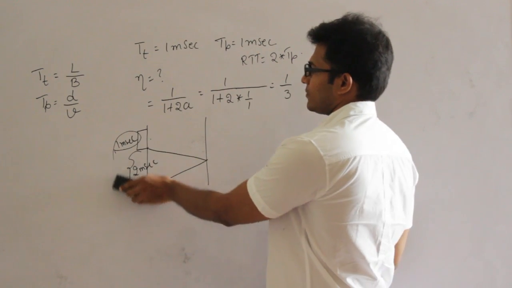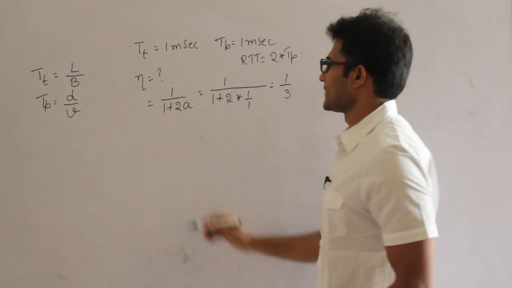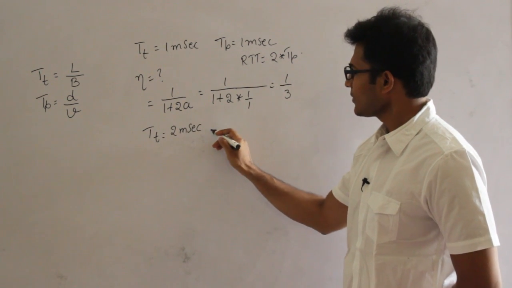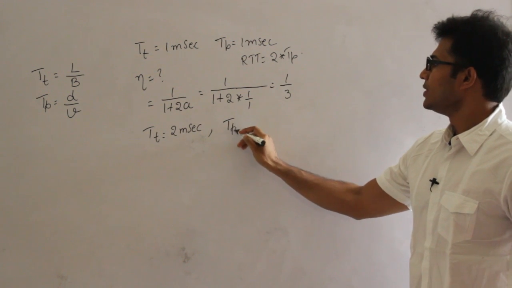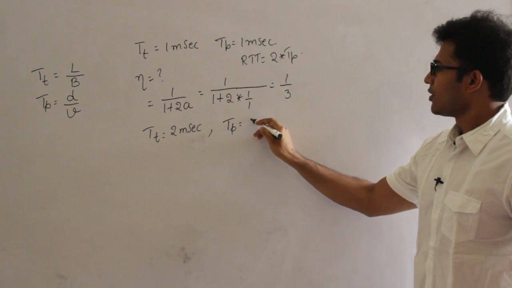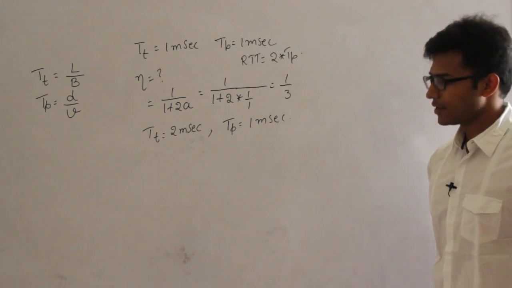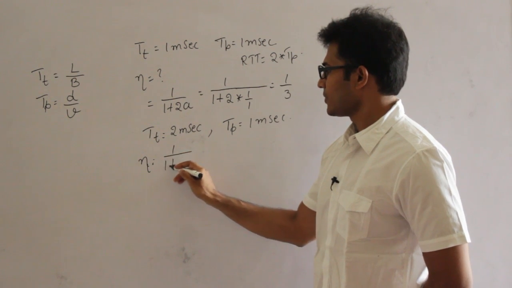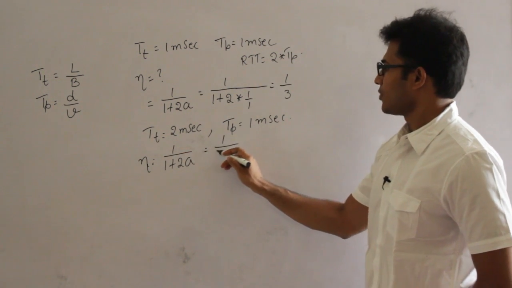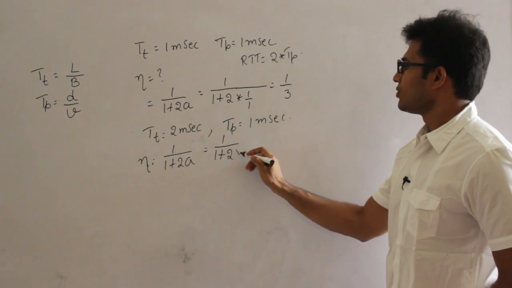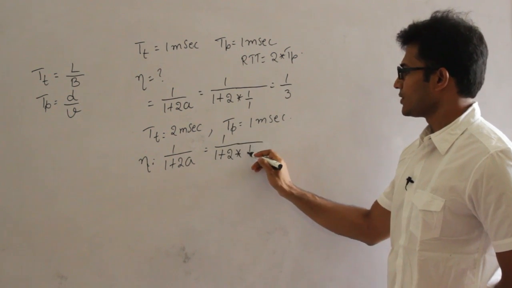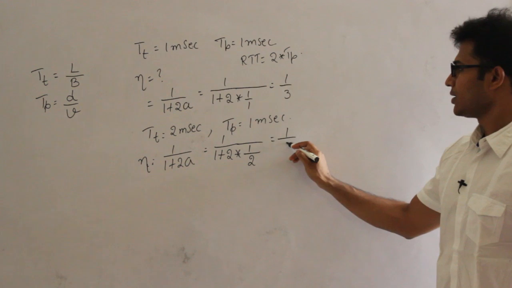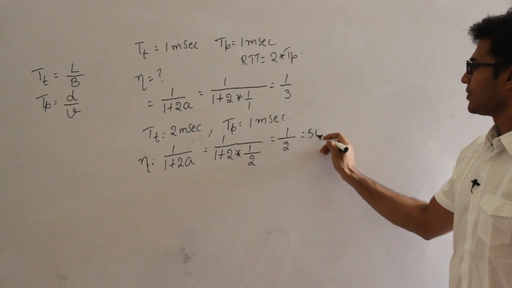In case, let us assume that TT equal to 2 milliseconds and TP equal to 1 millisecond. If this is what is given, then what is the efficiency? Again, efficiency is same, right? Efficiency is 1 upon 1 plus 2a, that equal to 1 upon 1 plus 2 into TP by TT. What is TP? 1. TT is 2, that equal to 1 by 2, which is 50% efficiency.